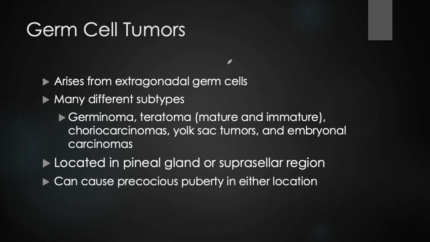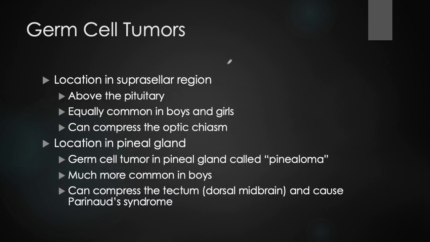When germ cell tumors occur intracranially, they tend to occur in one of two places, in the pineal gland or in the suprasellar region. Regardless of their location, germ cell tumors can cause precocious puberty. Germ cell tumors are equally common in the suprasellar region in boys and girls. When germ cell tumors are located in the pineal gland, they're referred to as pinealomas. Pinealomas are much more common in boys than in girls.